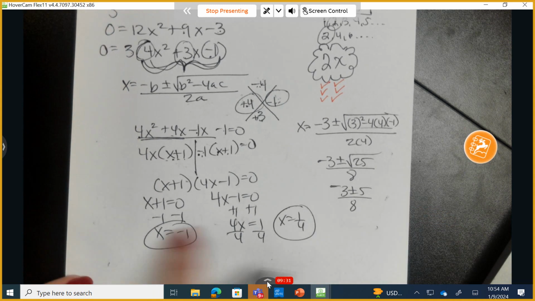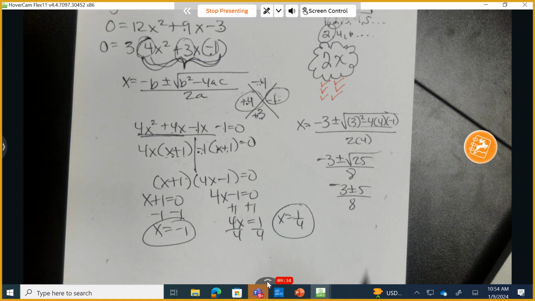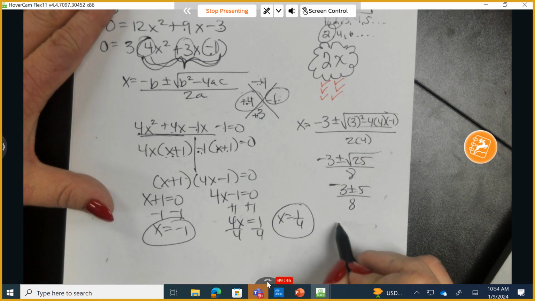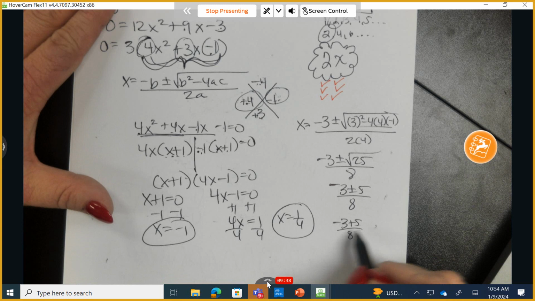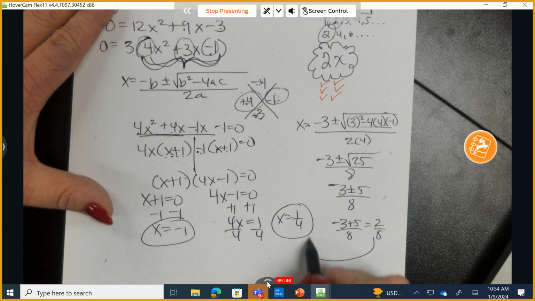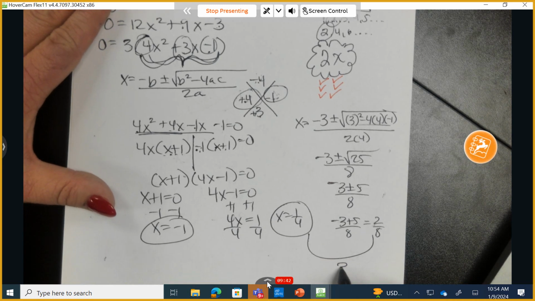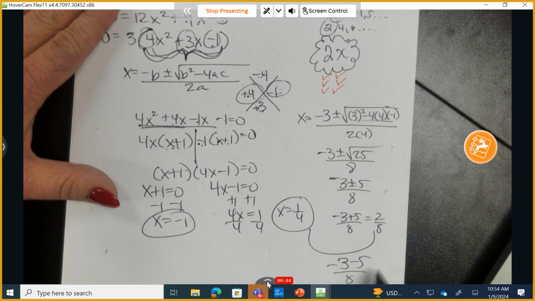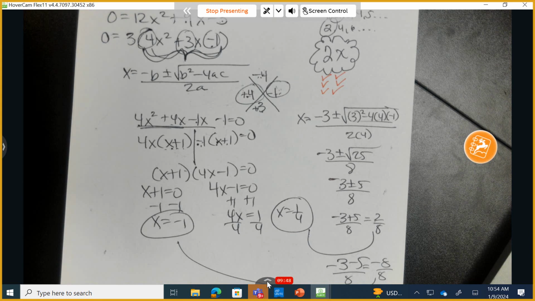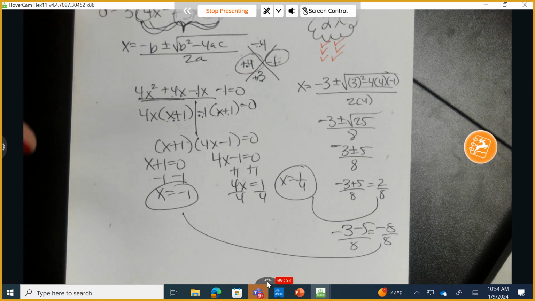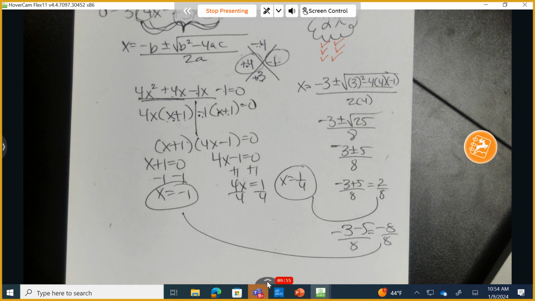Okay, so I'm going to achieve the same two answers just using a different technique. Negative 3 plus 5 is 2, and 2 over 8 is equivalent to 1/4. Negative 3 minus 5 is negative 8, and negative 8 divided by 8 is equal to negative 1. So either way, whether you use the quadratic formula or whether you use factoring, you can get the same answer as long as your math is correct.